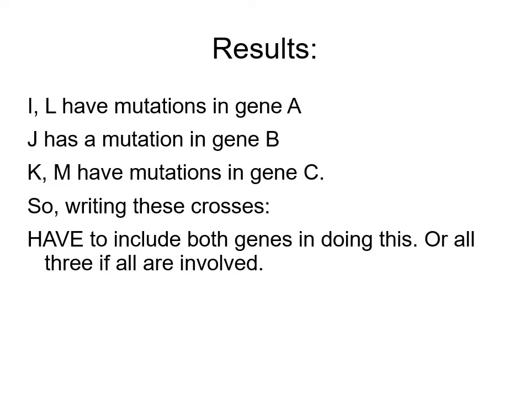All right, so writing crosses having to do with this. Again, this is like the deaf people. The phenotypes are the same. I and L give white flowers, J white flowers, K and M have white flowers, and those define genes A, B, and C for us according to the fake pathway that I wrote. So if you want to make crosses among these, you have to consider that we're not just doing little w times little w. We have to distinguish which of these genes is actually involved in the cross.